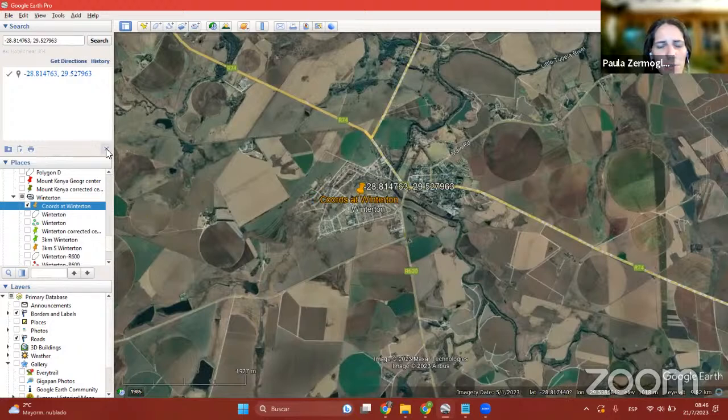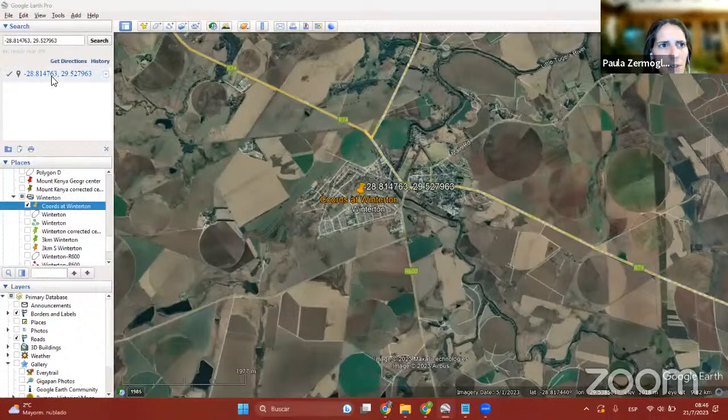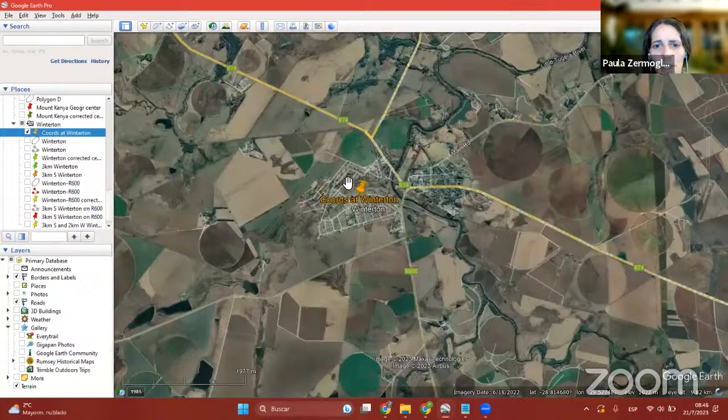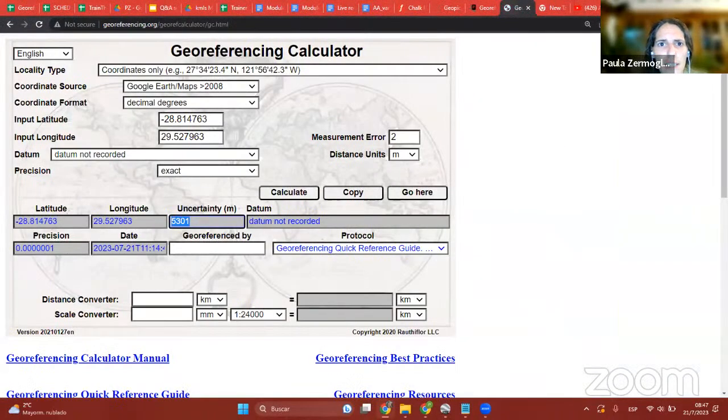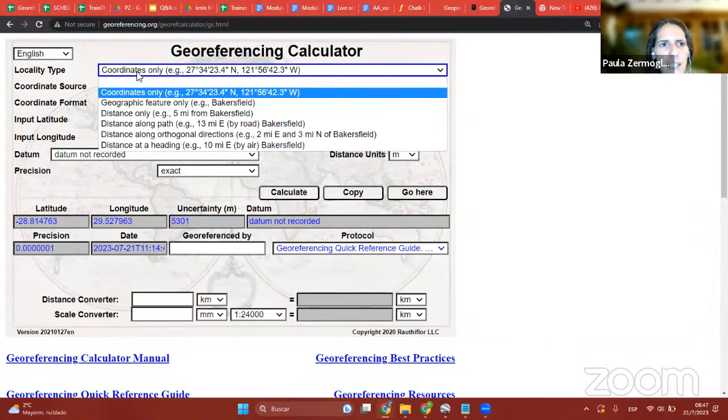In that spot, I will put a marker just for the sake of seeing it. Those are the coordinates that we were given in that location description. The coordinates fall inside this town that is called Winterton. So those are my coordinates. Now this is a coordinate only calculation, so let's go see what the calculation requires. Which are the parameters that we need to fill in? Here for locality type, we choose coordinates only.